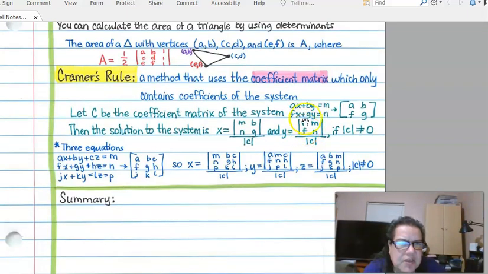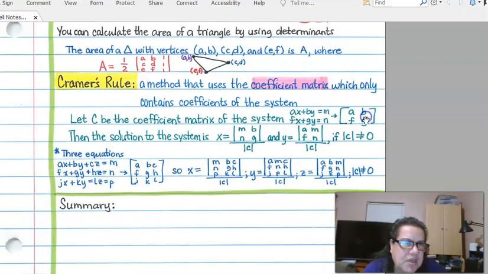Those are your first column. And then you take the M and the N right there. So then you do AN minus FM. That'll give you the top number. Then you take the determinant of your coefficient matrix of this one. So it's AG minus FB.